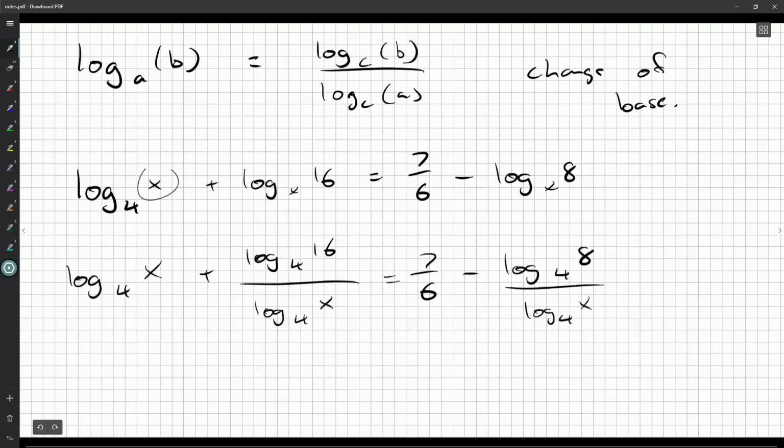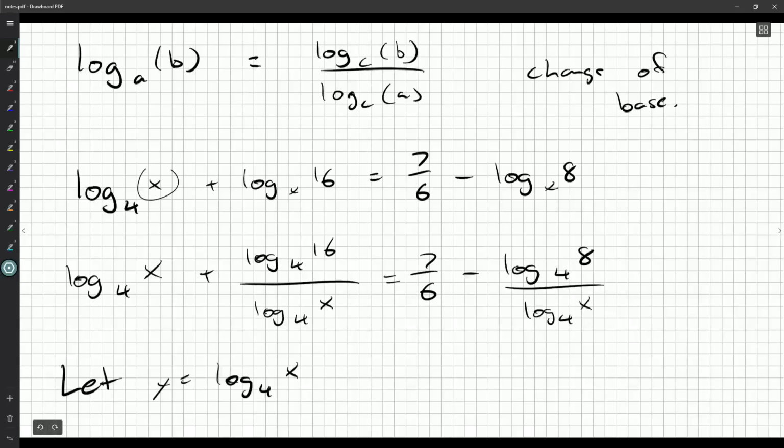Okay. So now we can multiply both sides by log base 4 of x. Well, I suppose x can't be 1. I was about to say you have to check to see whether it's 0, but no, that's dividing. So we can multiply both sides by log base 4 of x. And actually, because we're going to get a quadratic, what I'm going to do is say let y equal log base 4 of x.